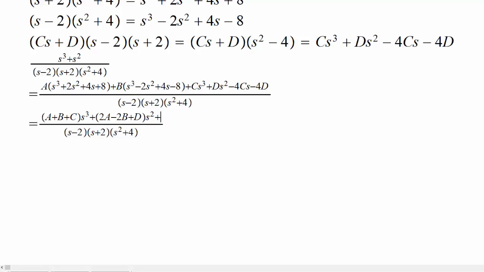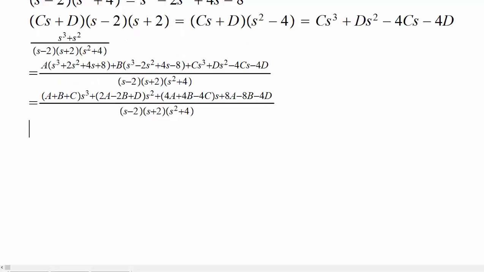Then we are going to write the coefficients of s, which will be 4A plus 4B minus 4C, we got an s here, then plus 8A minus 8B minus 4D. All right, so this is what we got.